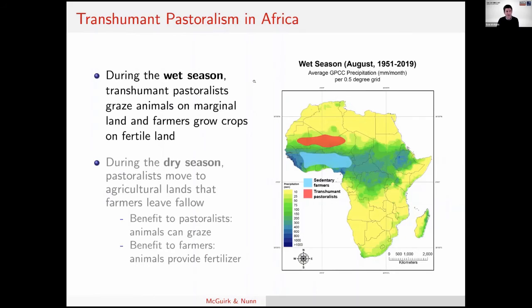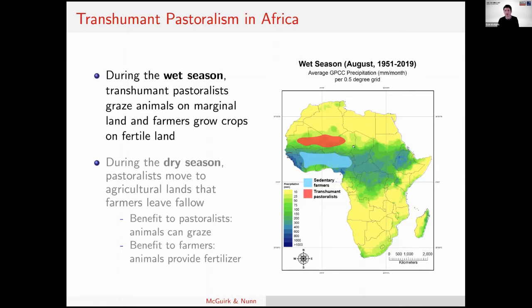During the wet season, in a typical year, transhumant pastoralists are going to graze their animals here. These will be pastoral lands. This is more marginal land, but despite being marginal, there is still enough phytomass, enough plant biomass, produced in the wet season to sustain the animals here. At the same time, sedentary farmers are going to be down in these agricultural lands here. This is more fertile land, and during the wet season, this is when they're going to be cultivating their crops.